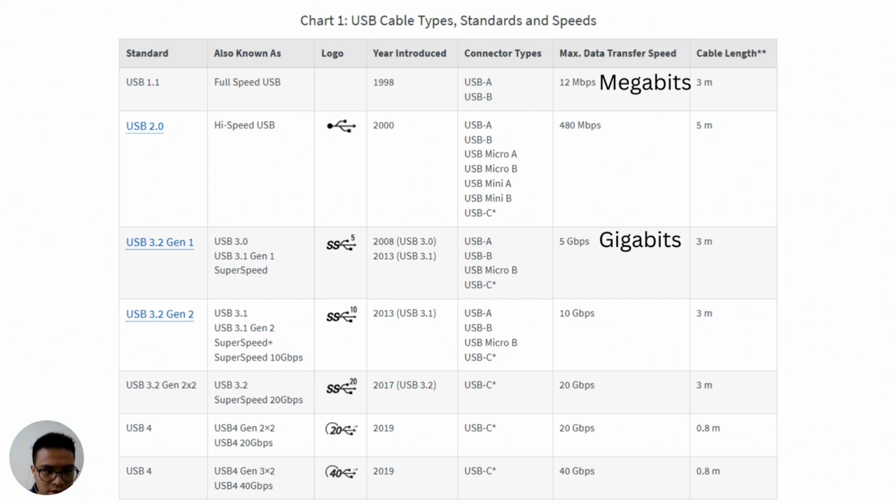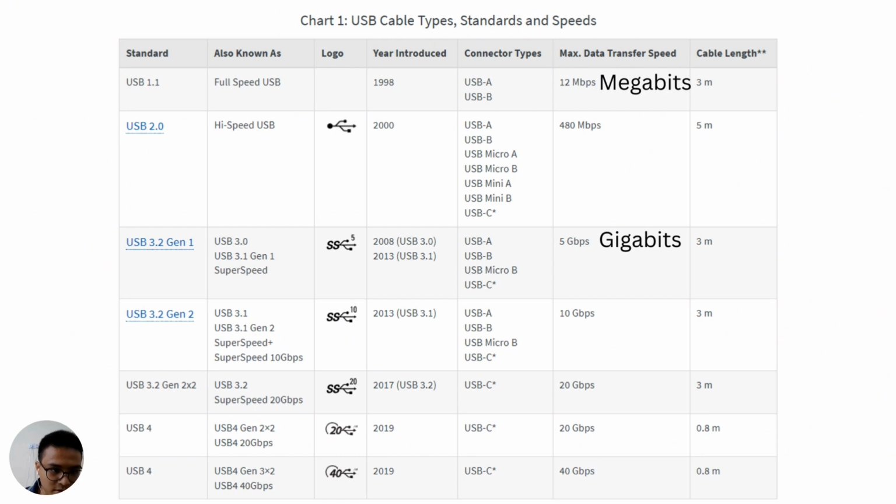And for generation 2, also known as USB 3.1 Gen 2, SuperSpeed Plus, SuperSpeed 10 gigabits per second, the logo changes from 5 to 10 at the back, and it was introduced in 2013. Its connector types are USB-A, USB-B, USB micro B, and USB-C, its max data transfer speed is 10 gigabits per second, and its cable length is also 3 meters.